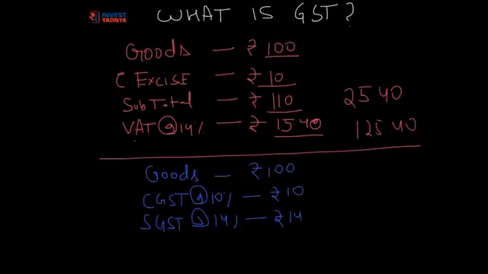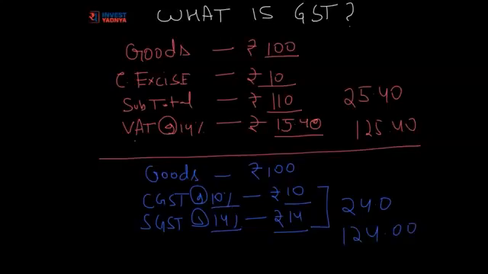125.40. Now with GST, both central and state GST are applied on the supply side of the product, not on the manufacturing. So if we take central GST at 10%, which is the same as the central excise we have taken in the above example, it comes out to 10 rupees, and state GST at 14%, which is the same percentage as VAT above, it comes out at 14. So it comes to 24 rupees. So your product pricing now becomes 124 rupees. So basically you can see the benefit. There is no tax on tax in GST.